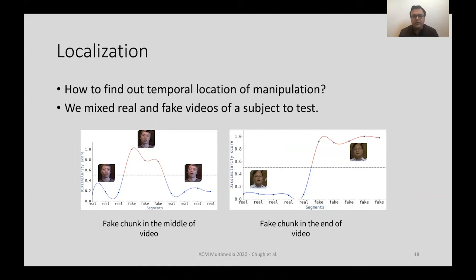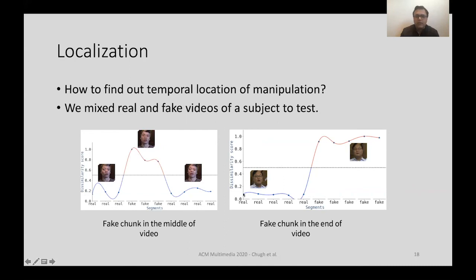Okay, so for this, we mixed the real and fake segments of the same subject in the DFDC dataset. And as you can see on the bottom here, there is a video which is created by mixing some real segments and fake segments of the same subject. And on the y-axis, we have the dissimilarity score between the audio and visual sample. So we see that the method is able to localize the fake timestamps.